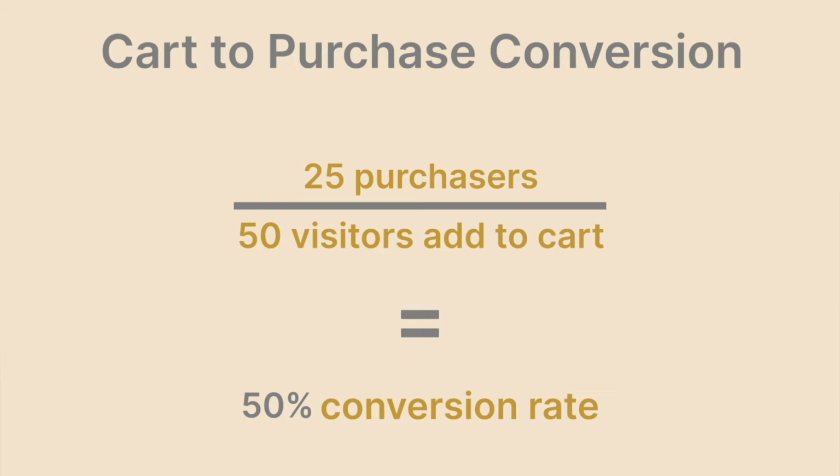So now we know that in that step of our funnel, 50% of the people are going to go from homepage to add to cart. Now let's say that of those 50 people that added to cart, 25 people actually purchased. So for that step, 25 divided by 50, we also have a 50% conversion rate.